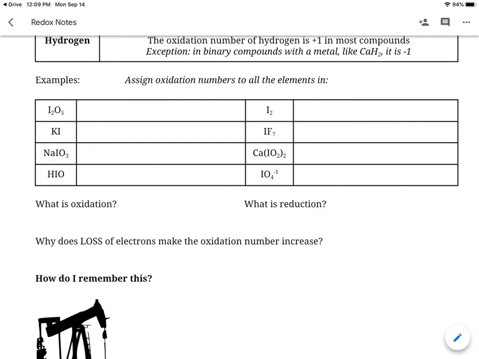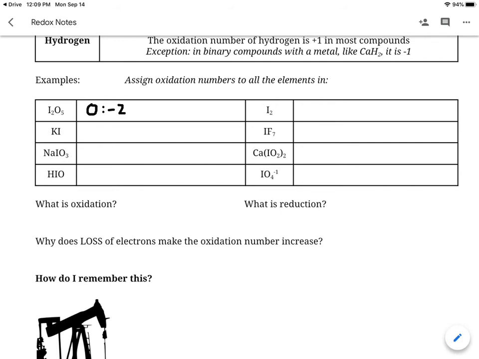So now let's practice assigning oxidation numbers to the elements in these compounds. I'll start you with the first one and then give you some time to work on it, and then we'll check your answers. So in the first example, we have a compound, and we know that the oxidation numbers have to sum to 0. We have a rule about oxygen, and that is that oxygen is almost always -2 when it's in a compound. So oxygen is going to be -2.